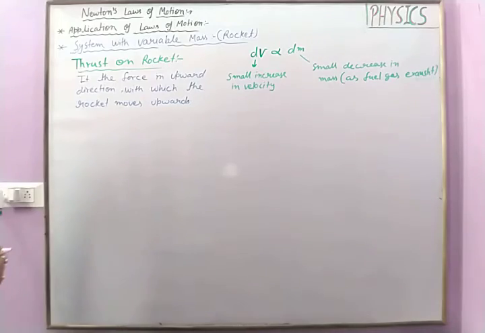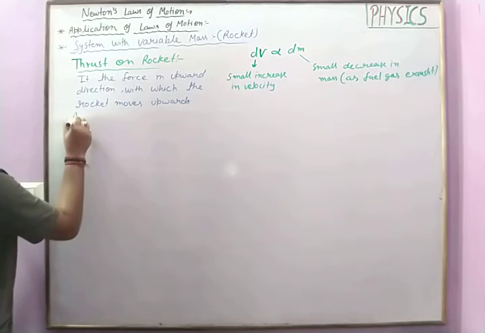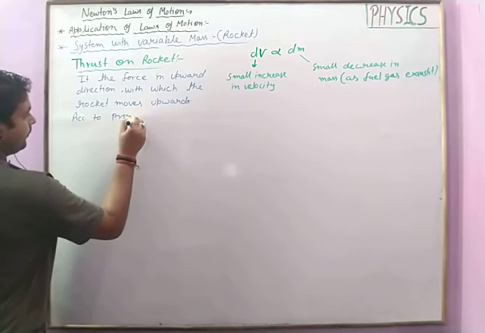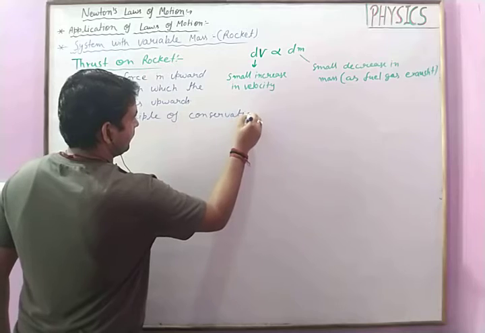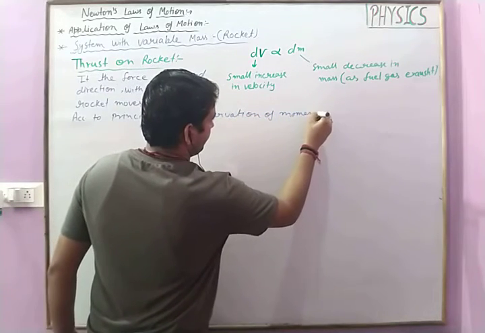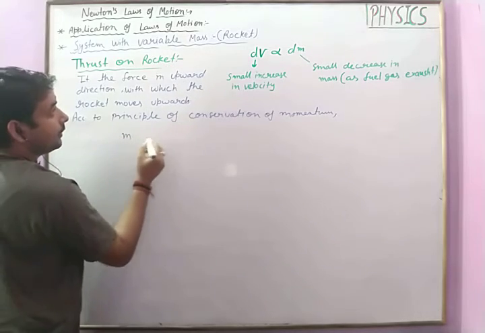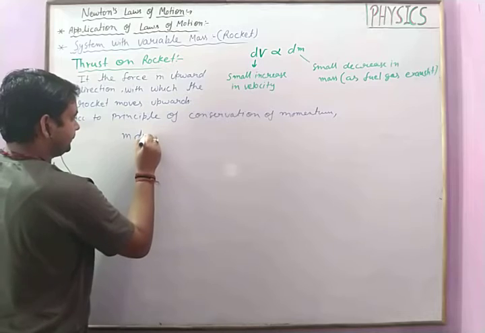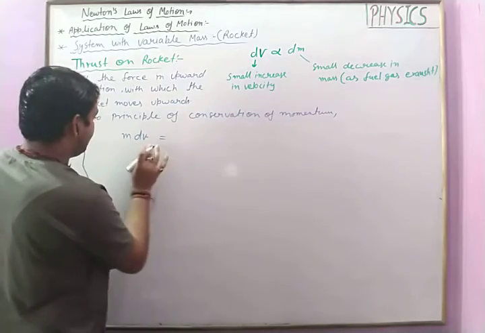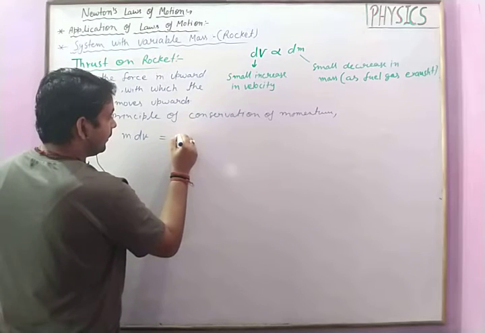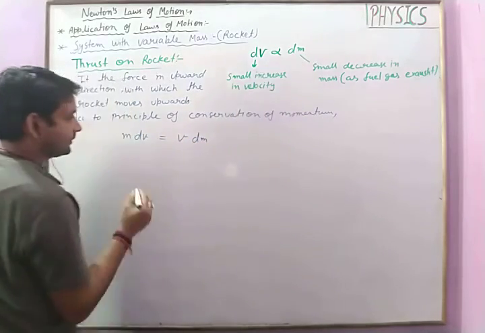Okay, now by the principle of conservation of momentum, we get, suppose the initial mass of rocket is m and the small increase in velocity is dv, then initial momentum is equal to the final momentum, that is, the initial velocity and change of mass, and by this we get the equation.